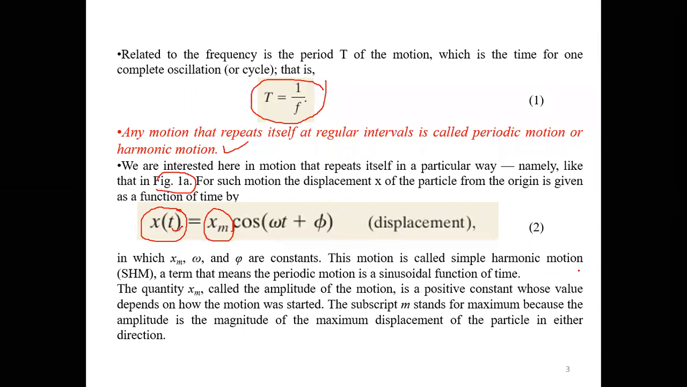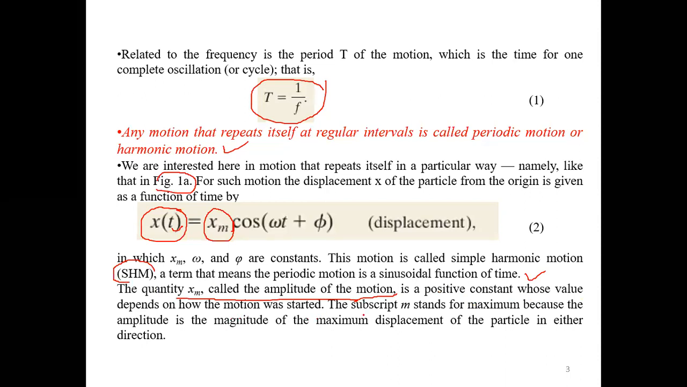This motion is called simple harmonic motion, or we can denote it by SHM, a term that means the periodic motion is a sinusoidal function of time. The quantity xm, I have already mentioned, is called the amplitude of the motion. That means the maximum displacement is a positive constant whose value depends on how the motion was started. The subscript m stands for maximum, because the amplitude is the magnitude of the maximum displacement of the particle in either direction from the origin.